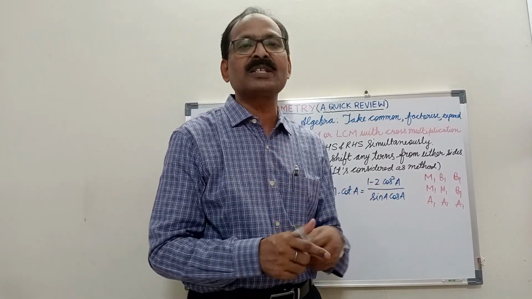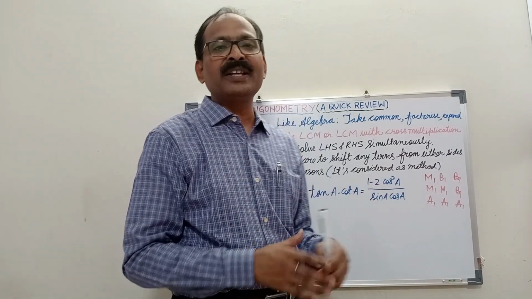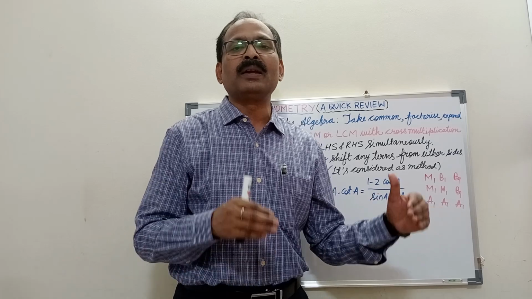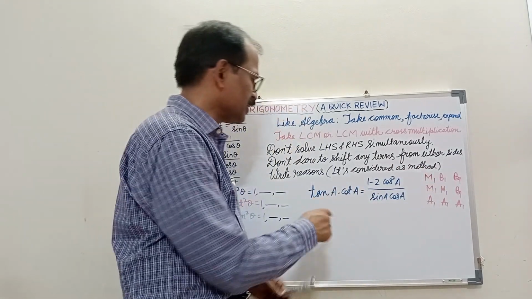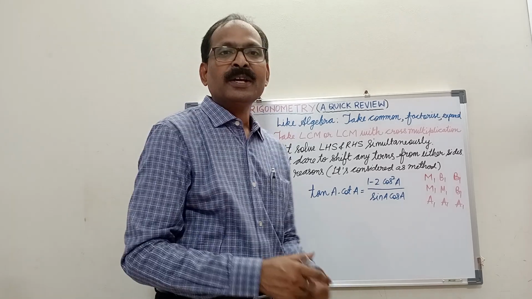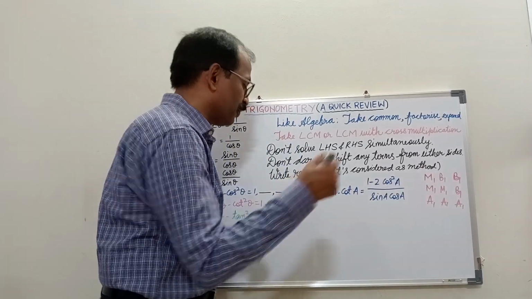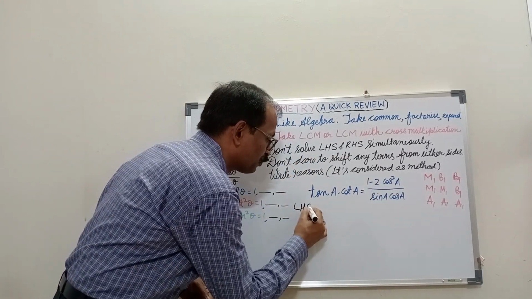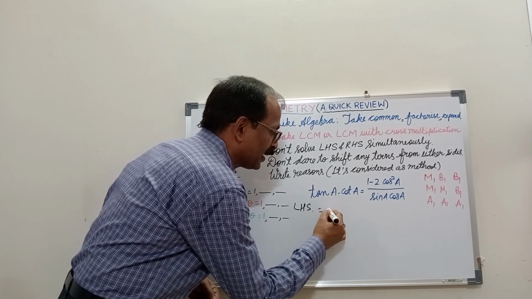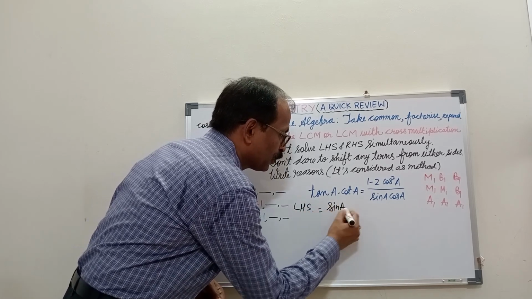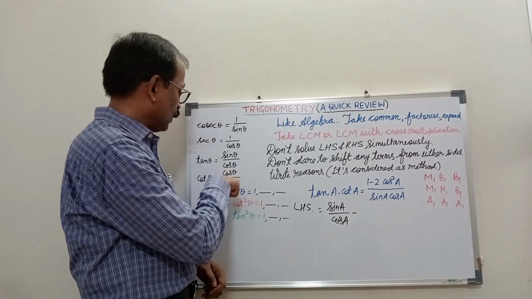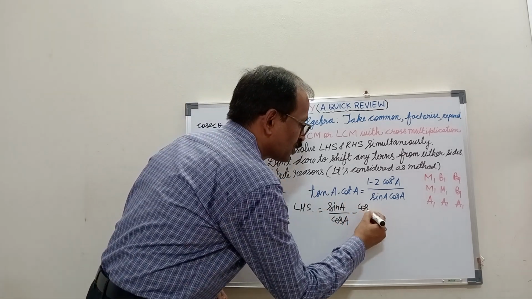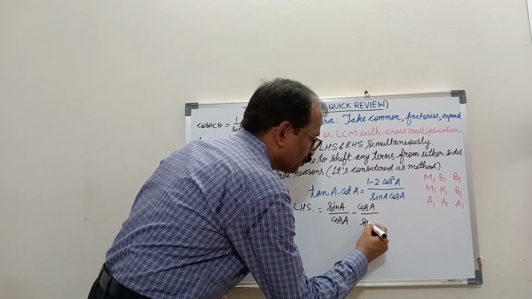I am solving one sum for you just to give you confidence. I have solved many sums in my previous videos. You can refer to them for more sums. See here, tan A minus cot A. So as I told you, tan A can be converted. I am taking the left hand side, and tan A you can write as sin A upon cos A, and cot you can write as cos upon sin, so cos A upon sin A.